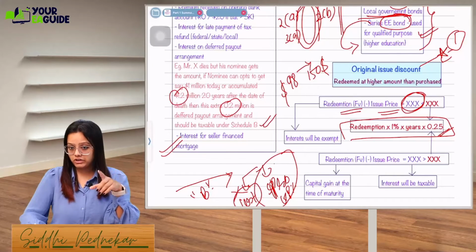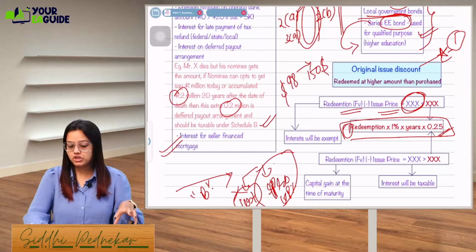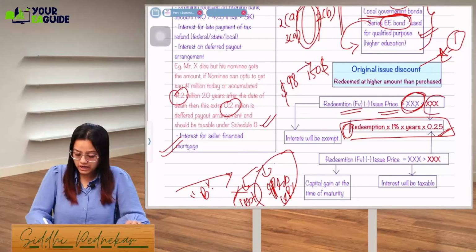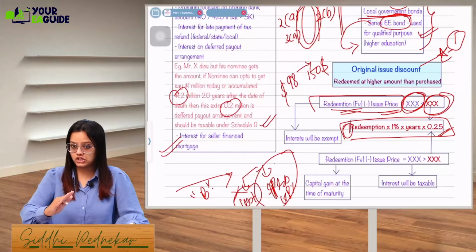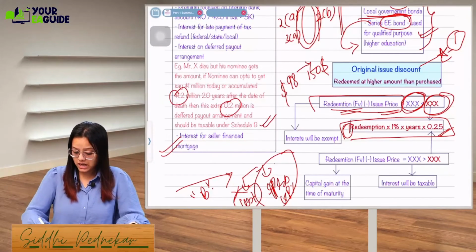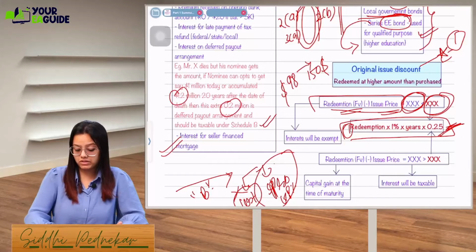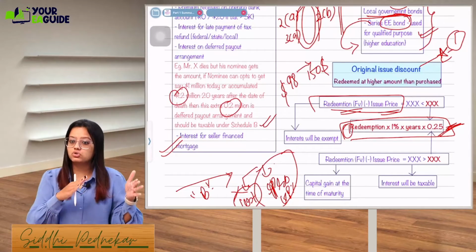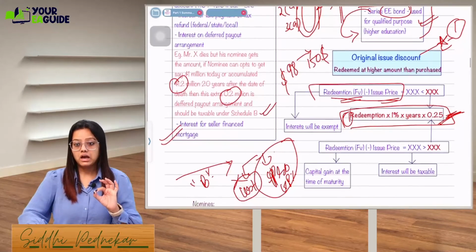When you receive this type of question, first calculate this: redemption amount times 1% times number of years times 0.25. If your redemption value minus issue price is up to this value, then there is no need to make it taxable. It's exempt interest. But if you receive a benefit of more than this, more than what? Redemption value times 1% times years times 0.25.